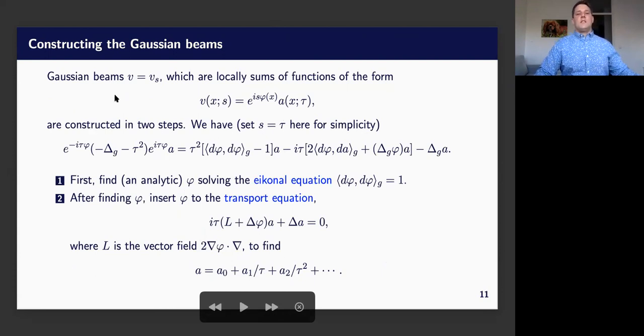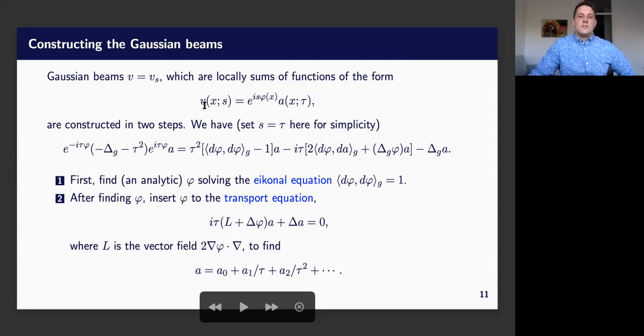So as I said, the theorem might be well known to some, but its proof, how we prove it, contains some nice features. And I have a feeling that it might not be well known to many. So for that reason, I decided to discuss how these Gaussian beams are actually constructed. And in my opinion, there are some nice techniques. Okay, so let's construct the Gaussian beams.